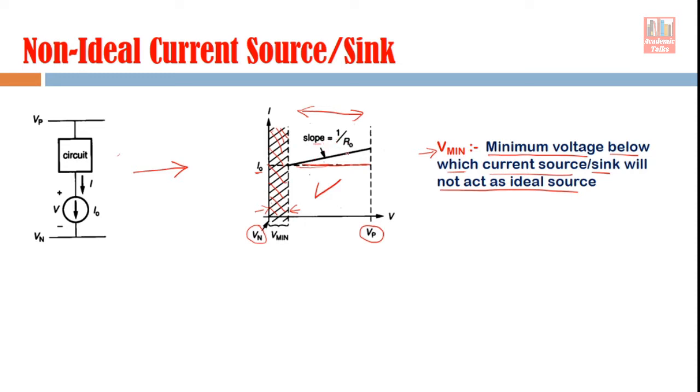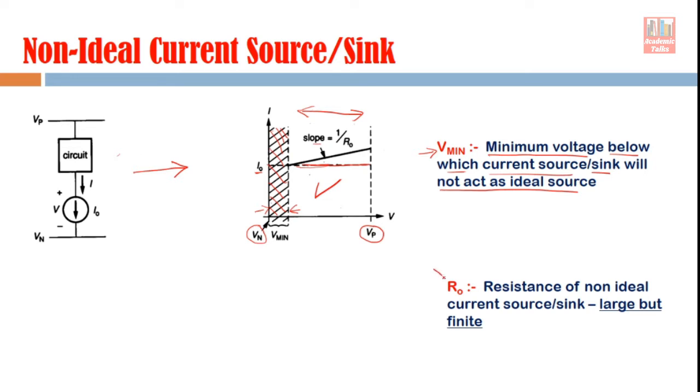So that indicates that variation in the current is occurring in the current source when the applied voltage is changing. For that purpose, this parameter R naught is defined. R naught is actually the resistance of a non-ideal current source or current sink. Normally it is large, but we cannot say that it is infinite. It is finite. It's not infinite. Ideally it should be infinite. Practically it is not infinite. Of course it is large, but it is finite.